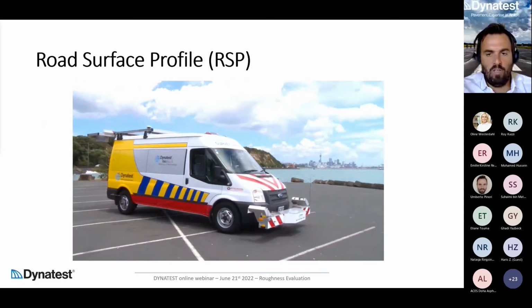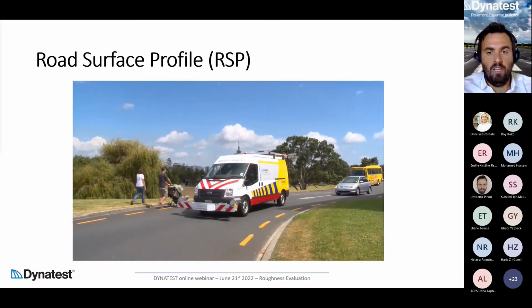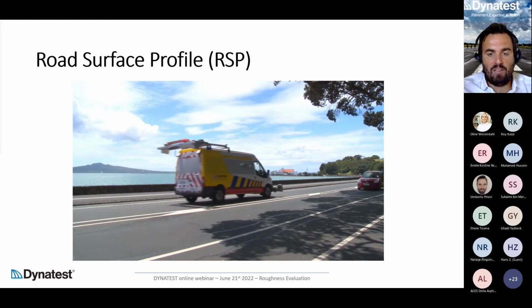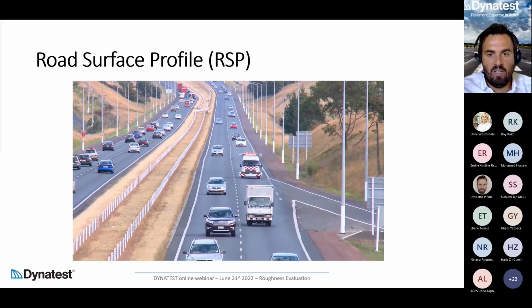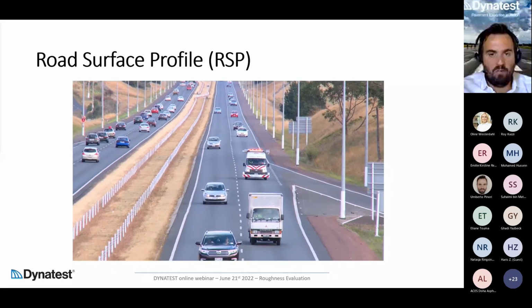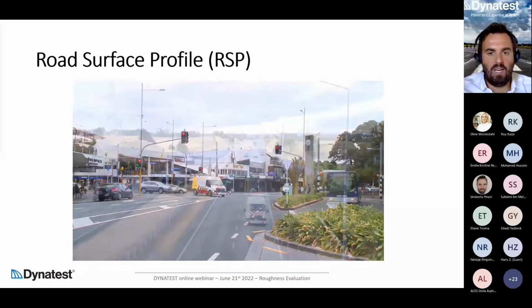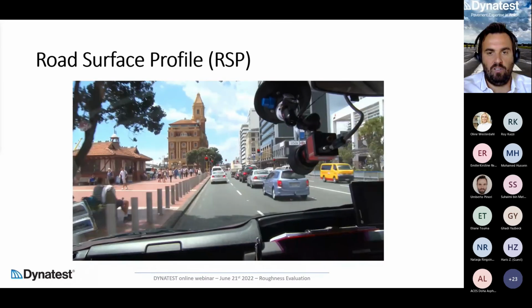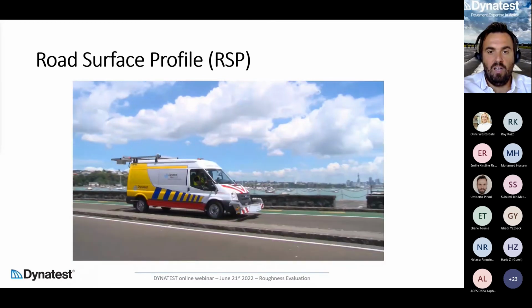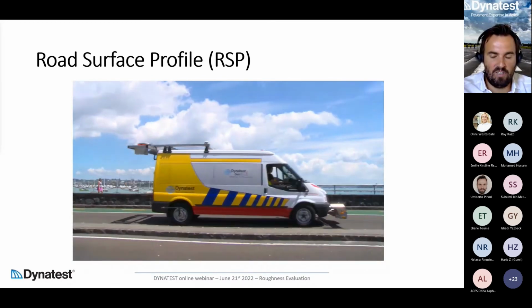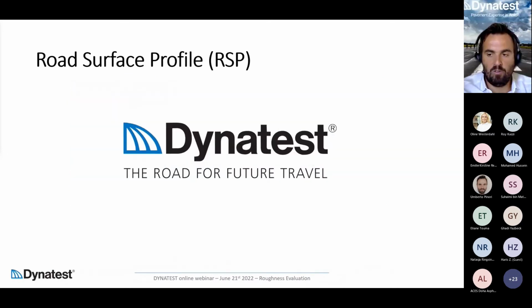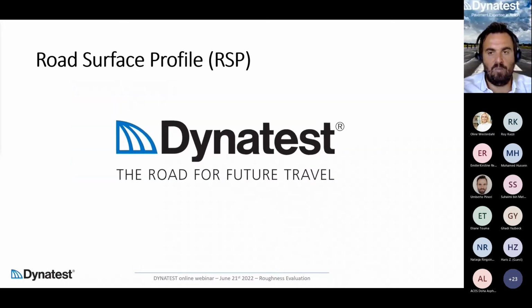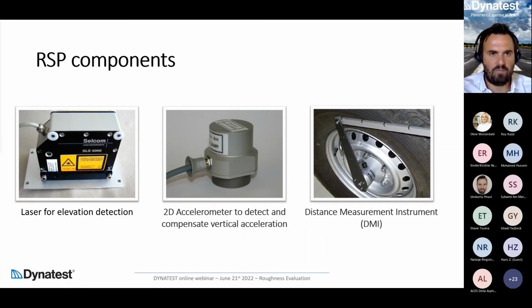So here you can see a presentation of what we are doing. The equipment can be driven in the city or on the highway. It doesn't matter. It works from 0 to 100 kilometers per hour. So it can be flexible in all conditions. And also there is a stop and go system. So also during the travel, the equipment can stop and can collect the profile.